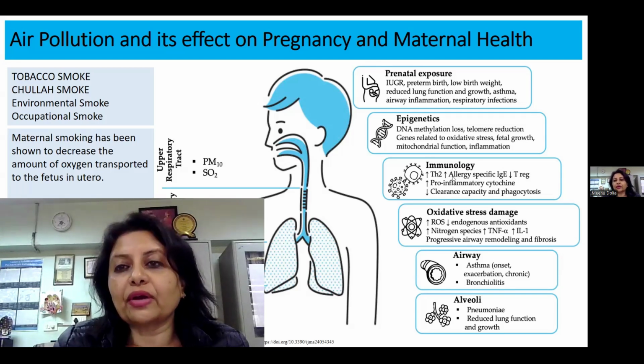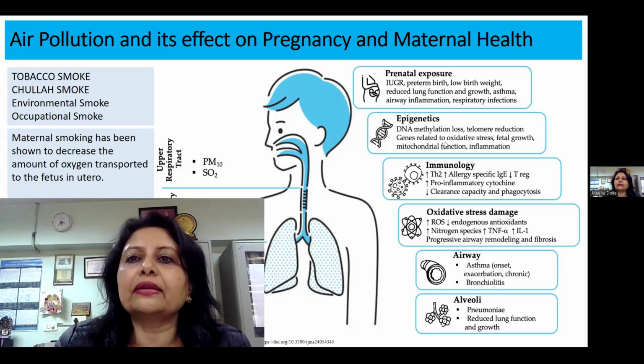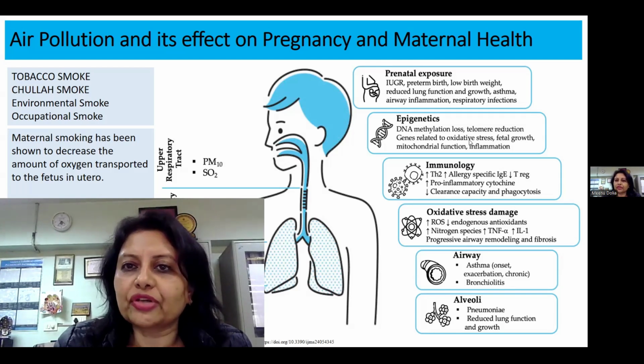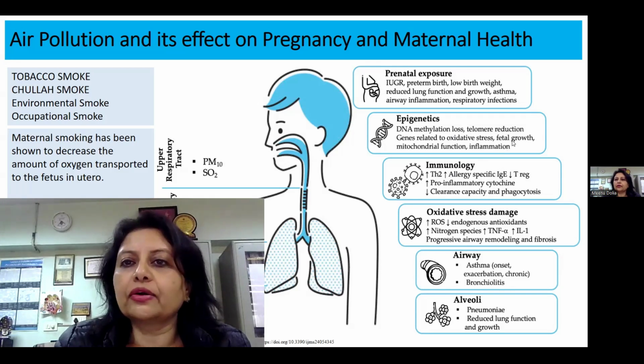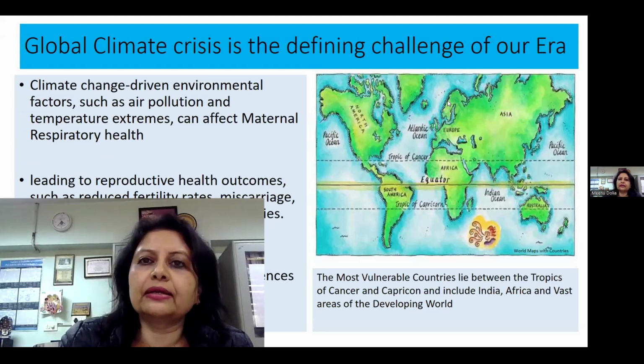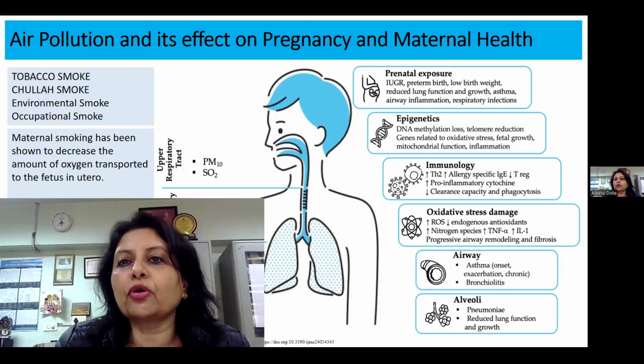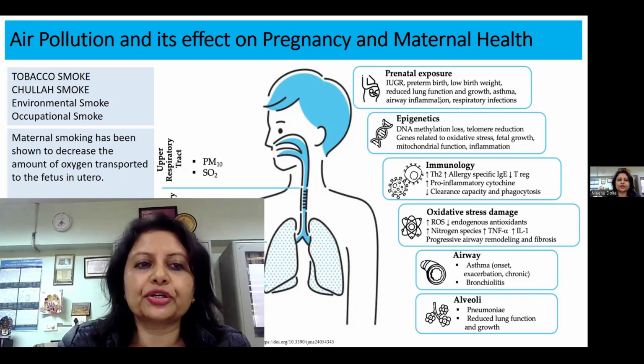the Th2 cytokine reaction and inflammation, and eventually the genes related to oxidative stress can affect fetal growth by involving the mitochondrial function and inflammation. Such children present as intrauterine growth retardation, or IUGR, preterm birth, low birth weight, reduced lung function.